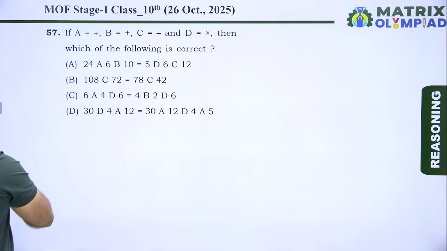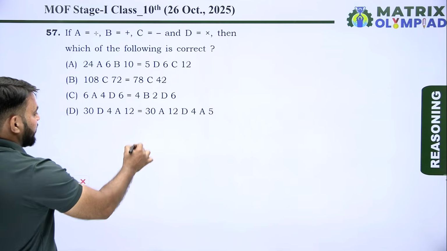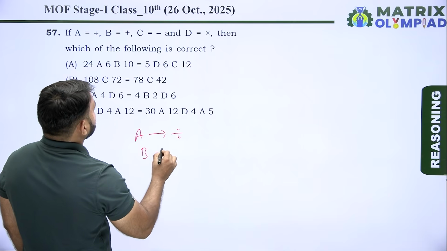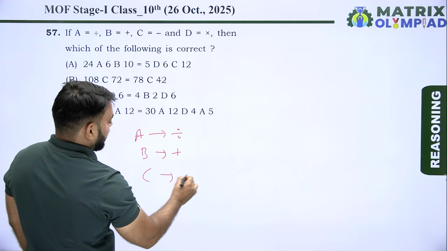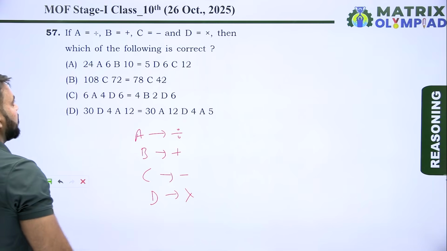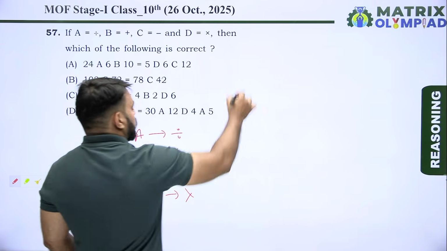So now next question is question number 57. A denotes divided by, B denotes plus, C denotes minus and D denotes multiply. Then which of the following is correct?